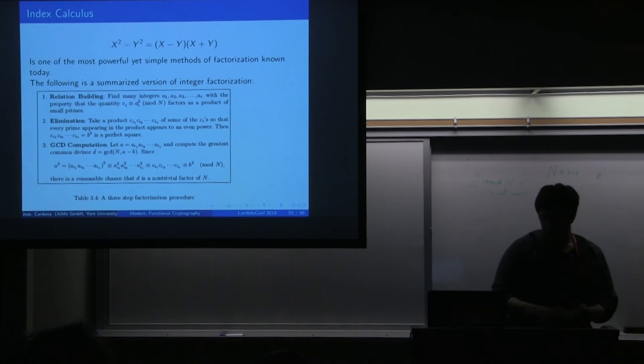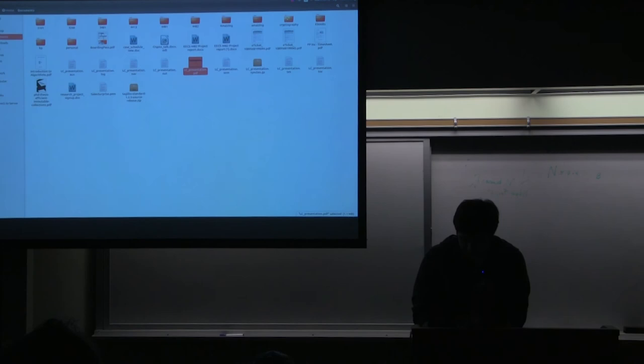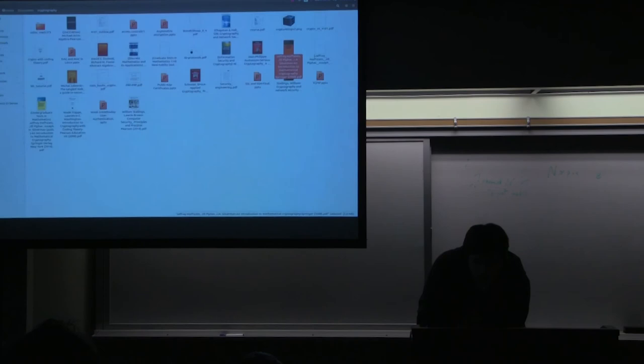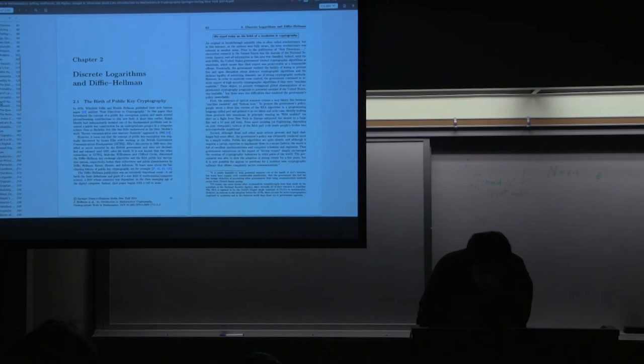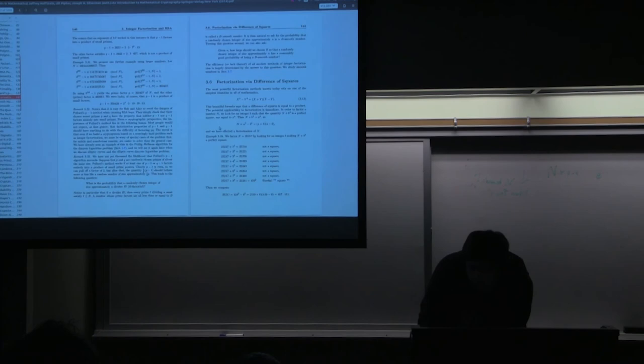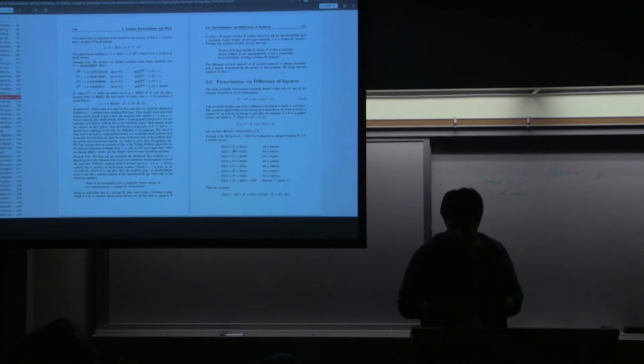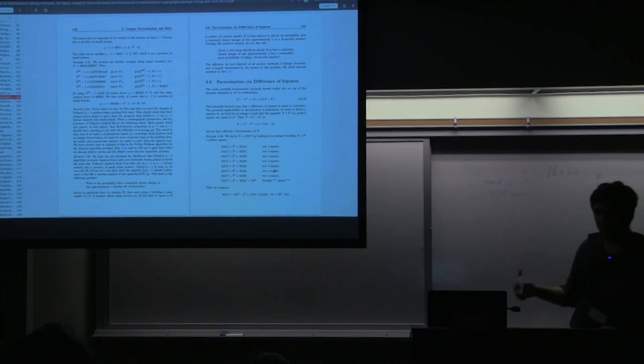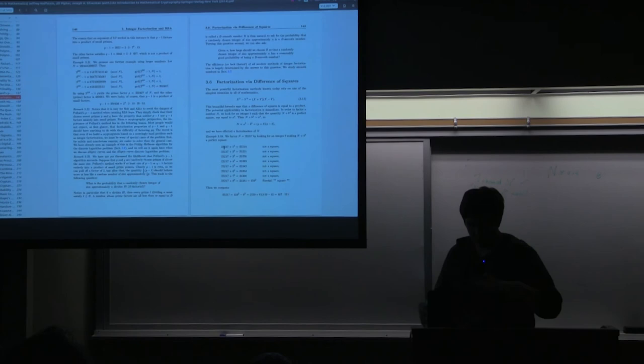I can show you a better graph. I did not include it here, but a better graph comes from this book right here. I'm talking about factorization via the difference of squares. So you try some number plus 1 squared is equal to something, and then you double check whether it's a square. Remember, we want C1 to be a square. And you see this is not that crazy. You have a number, you have a relation build, and then you add it in such a way that it gives you a square. Once it gives you a square, I'll go back to my slides.